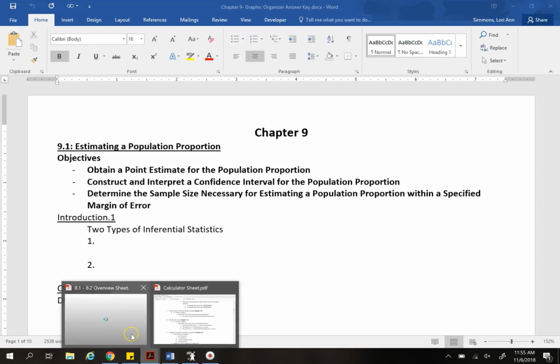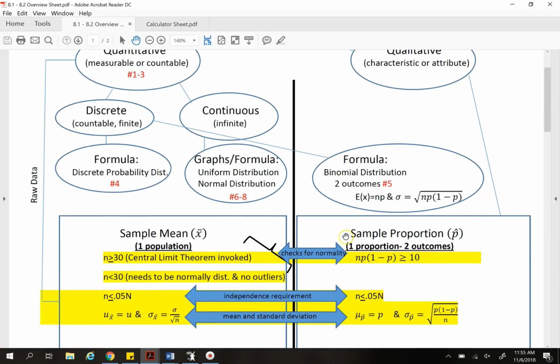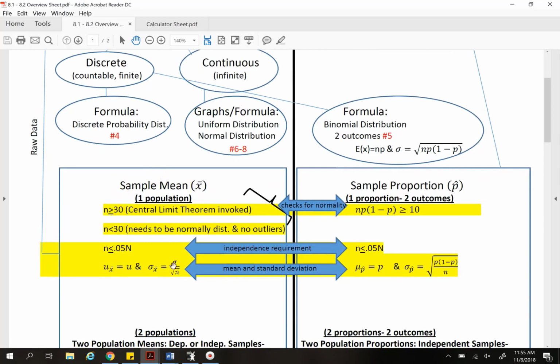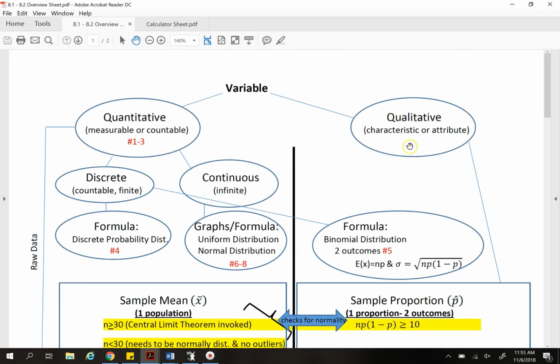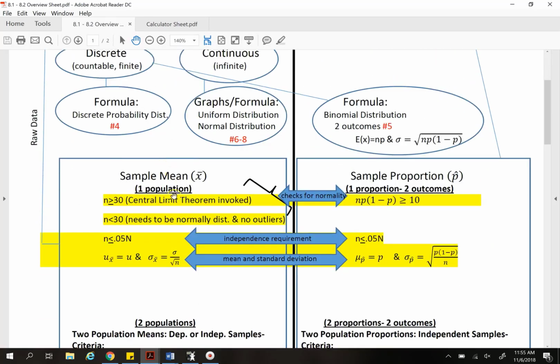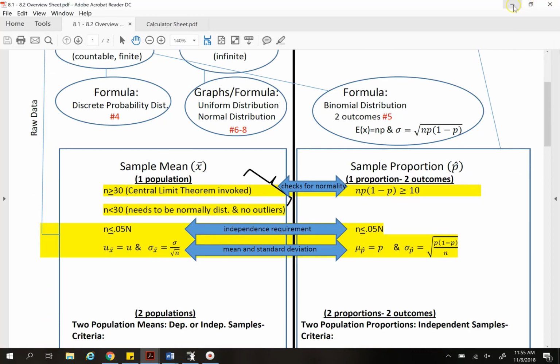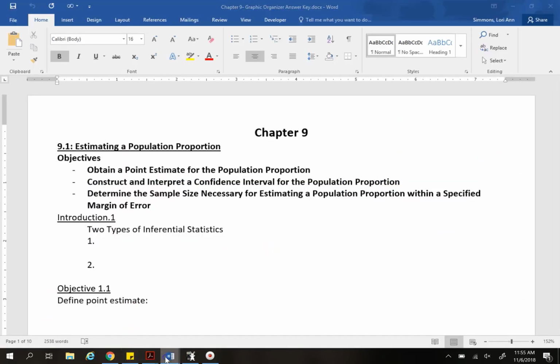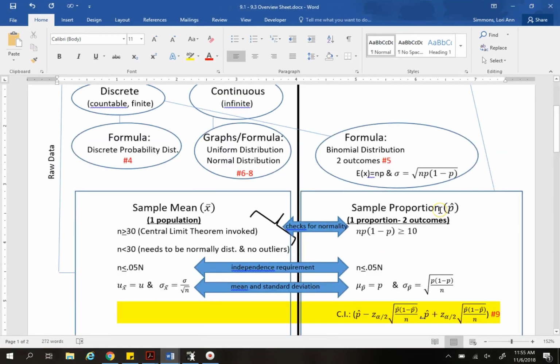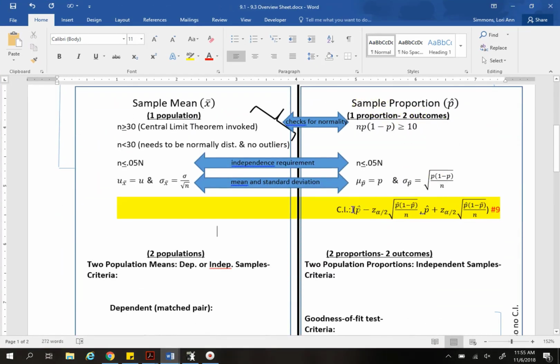So if you recall from last time on our overview sheet, this is what we learned. We learned to find the mean and standard deviation for a sample mean and the probability going with that, and then very similar with sample proportions. Remember that sample proportions fall under qualitative data, while sample means fall under your quantitative data. So today we're going to cover confidence intervals for sample proportions. So now we're working on this right-hand side.